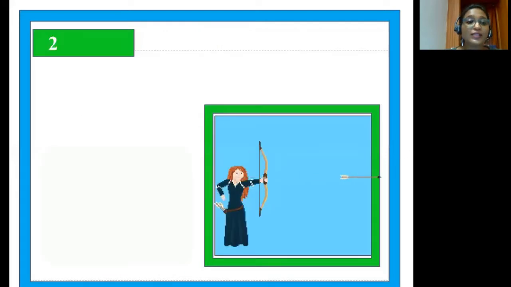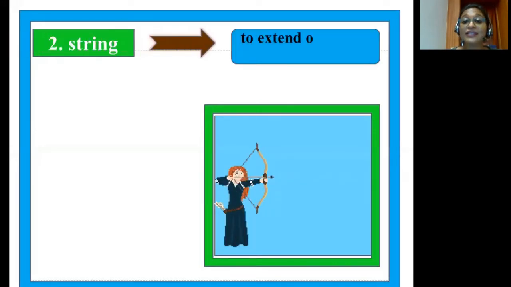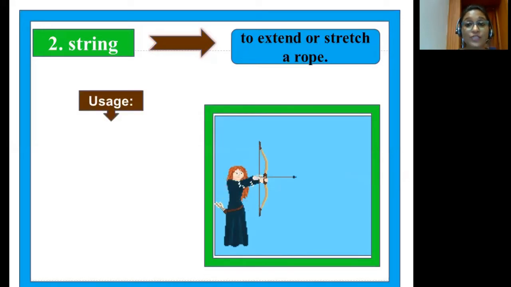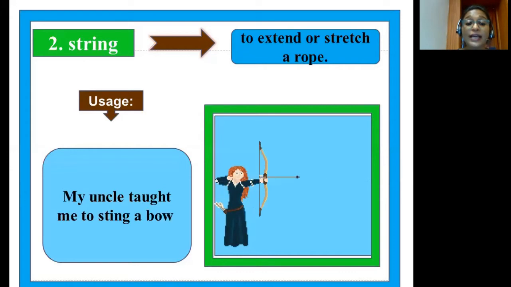Our second new word is string. The word string means to extend or stretch a rope. In the short video that is displayed on the screen, you will find a girl stretching or extending a rope or a string of the bow in order to shoot an arrow. So in order to shoot an arrow, you will have to string the bow. Okay, children? With this word string, we can frame the sentence, my uncle taught me to string a bow.